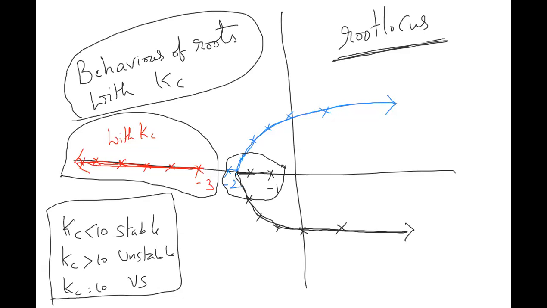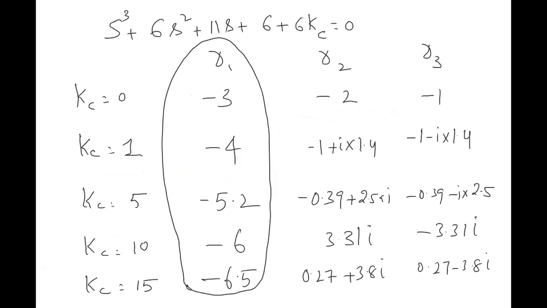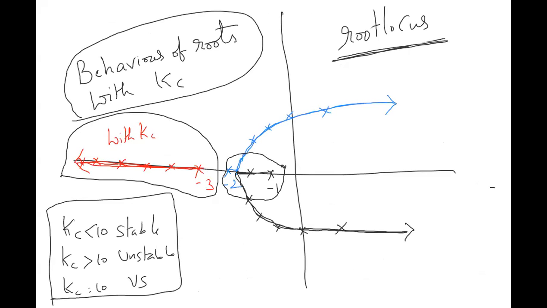Ideally, how do you plot is, you take the characteristic equation and plot the roots for various values of Kc, and then you will come to know exactly what is happening when you change the value of Kc. So this is not something that you will do in the root locus.